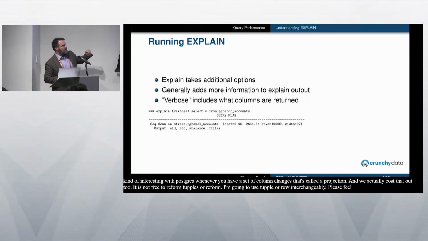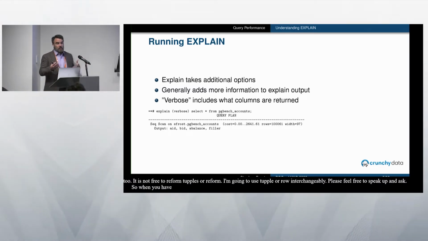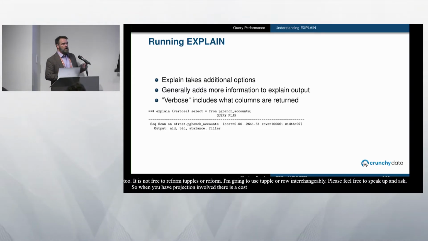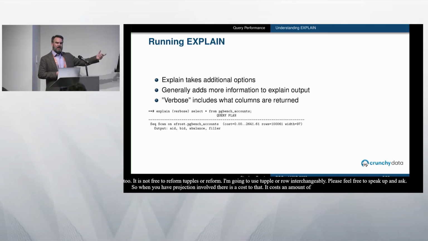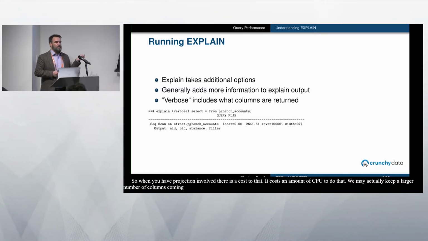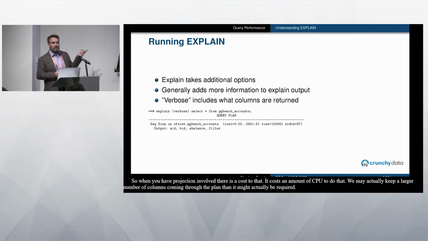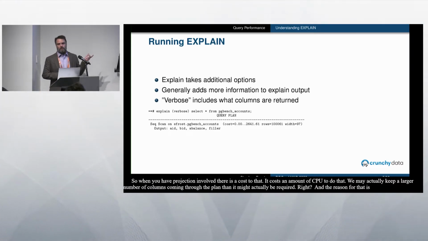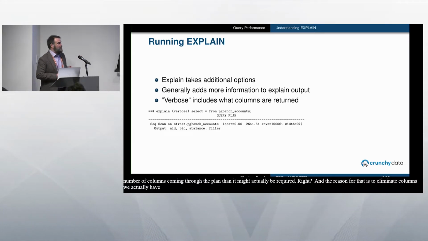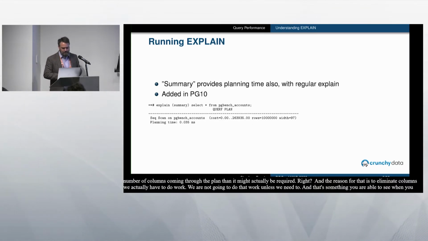When you have a projection involved, there's a cost to that because it costs some amount of CPU to actually do it. So we may actually keep a larger number of columns coming through the plan than might actually be required. The reason for that is that to eliminate columns, we actually have to do work, so we're not going to do that work unless we need to. And that's something you're able to see when you add the verbose option to explain.